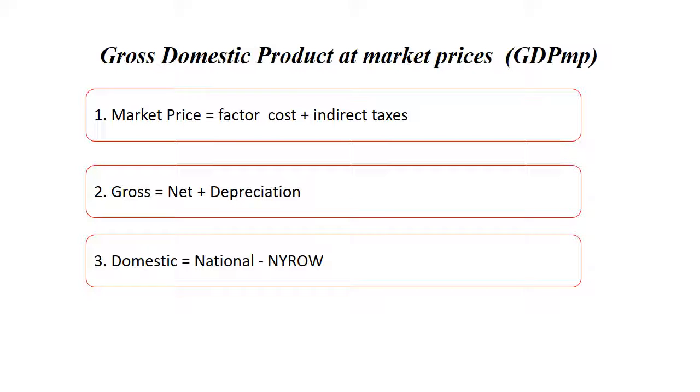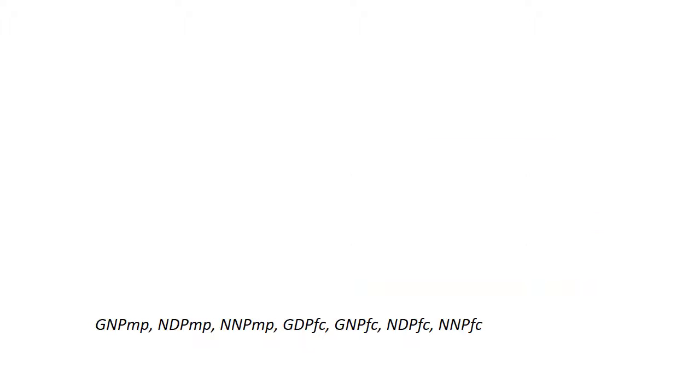So to repeat, these are the three relationships that you should know. Market price is equal to factor cost plus indirect taxes. Gross equals net plus depreciation, and domestic equals national minus net income from rest of the world.